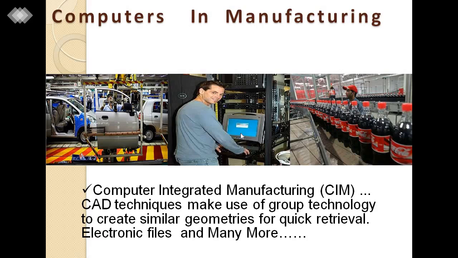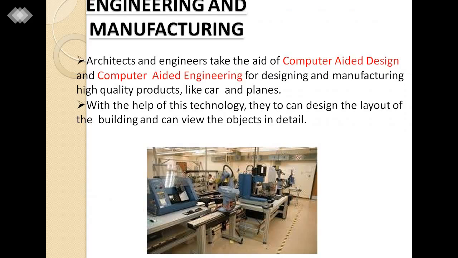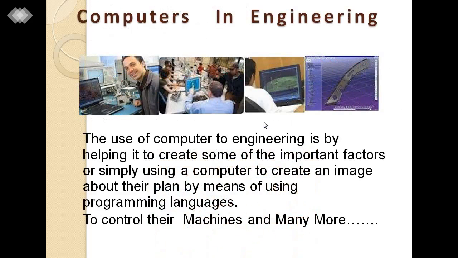Computers in manufacturing: CAD and computer integrated manufacturing techniques are done with the help of computers. In computer aided design and computer aided engineering, the computer is useful for both engineering and manufacturing fields. In computer engineering, we learned how the computer is helpful to create images and to plan new things using programming languages. So we have done computers in engineering.